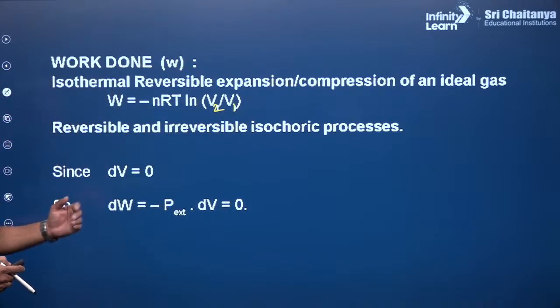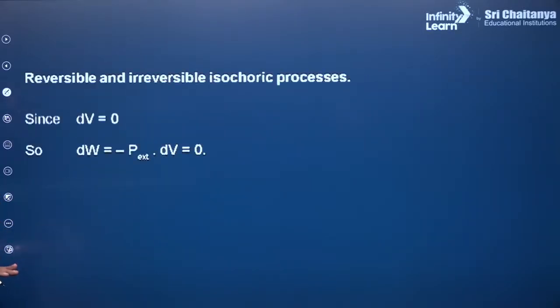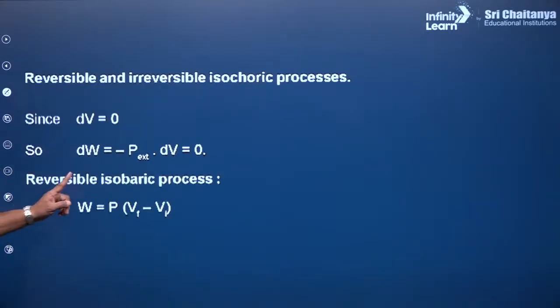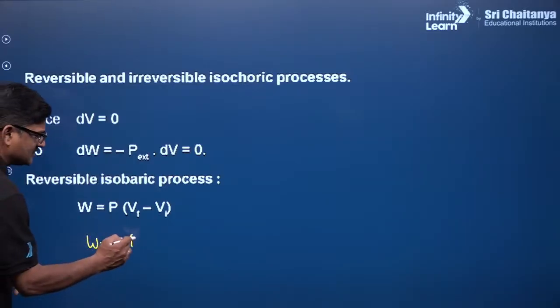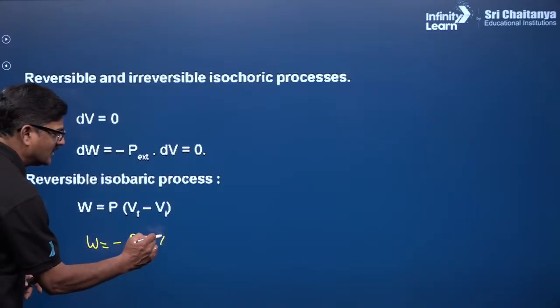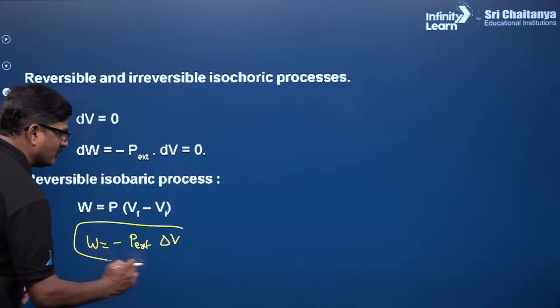For reversible and irreversible isochoric process, volume is constant, so the change in volume is 0 and work done is also going to be 0. dV is equal to 0, and this is also 0. For a reversible isobaric process, W is equal to minus P external delta V. This is very, very important.